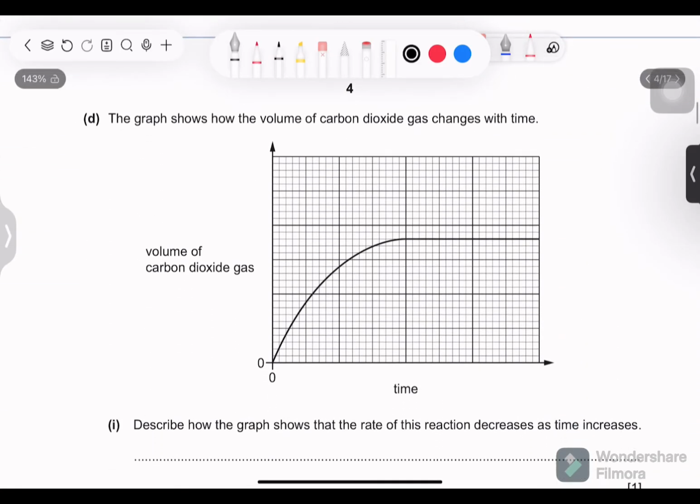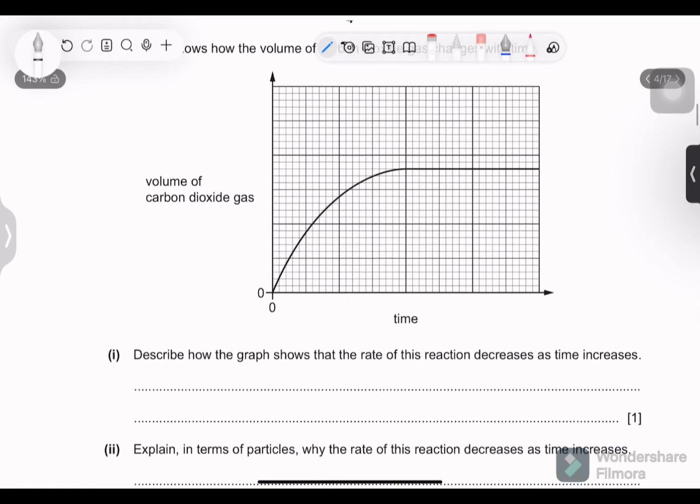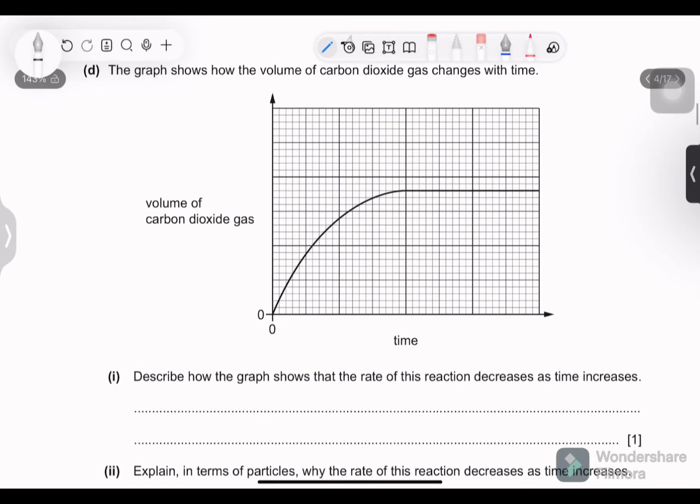Okay, so the graph shows how the volume of carbon dioxide gas changes with time. Describe how the graph shows that the rate of this reaction decreases as the time increases. So the rate of reaction is the volume produced over time, which will be the gradient of the graph. It is expressed by the gradient. As you can see, it is steep over here, but then it is decreasing. So as the gradient decreases, the graph shows that the rate of reaction is decreasing.